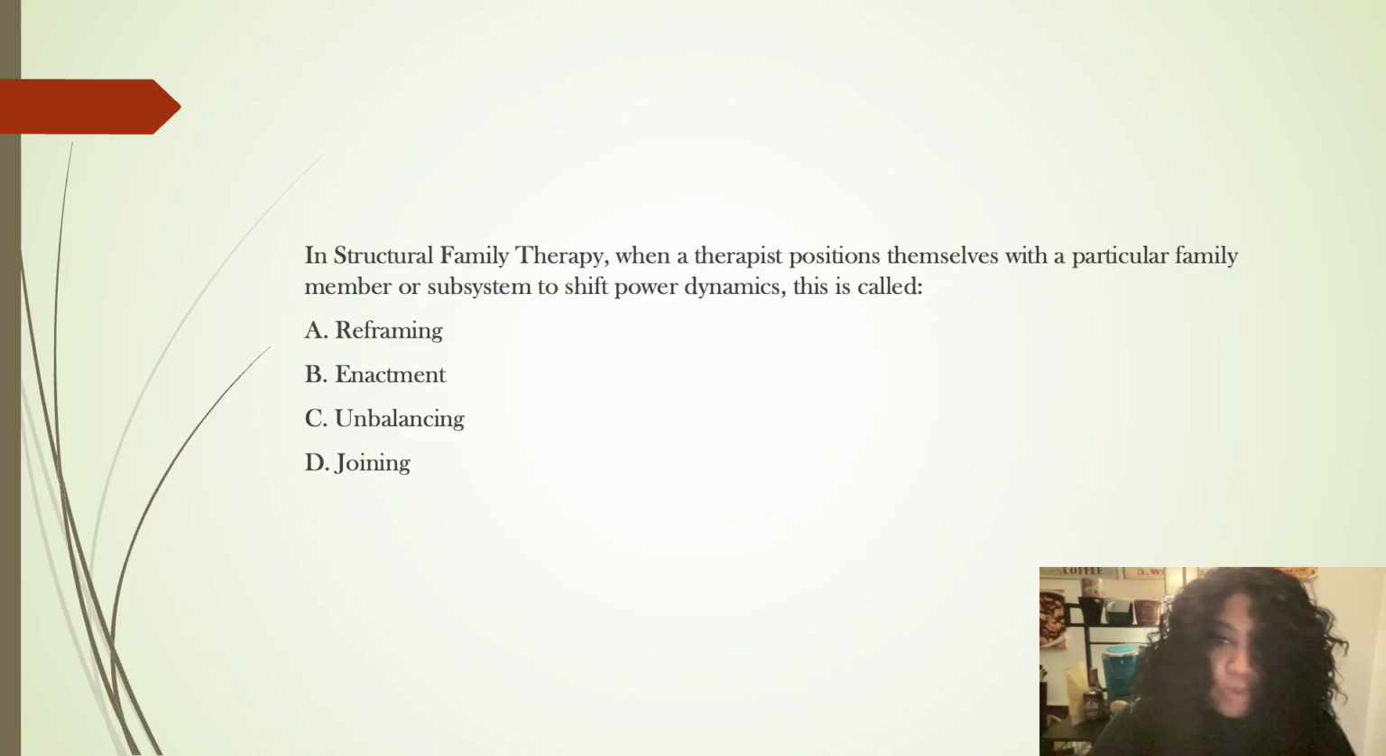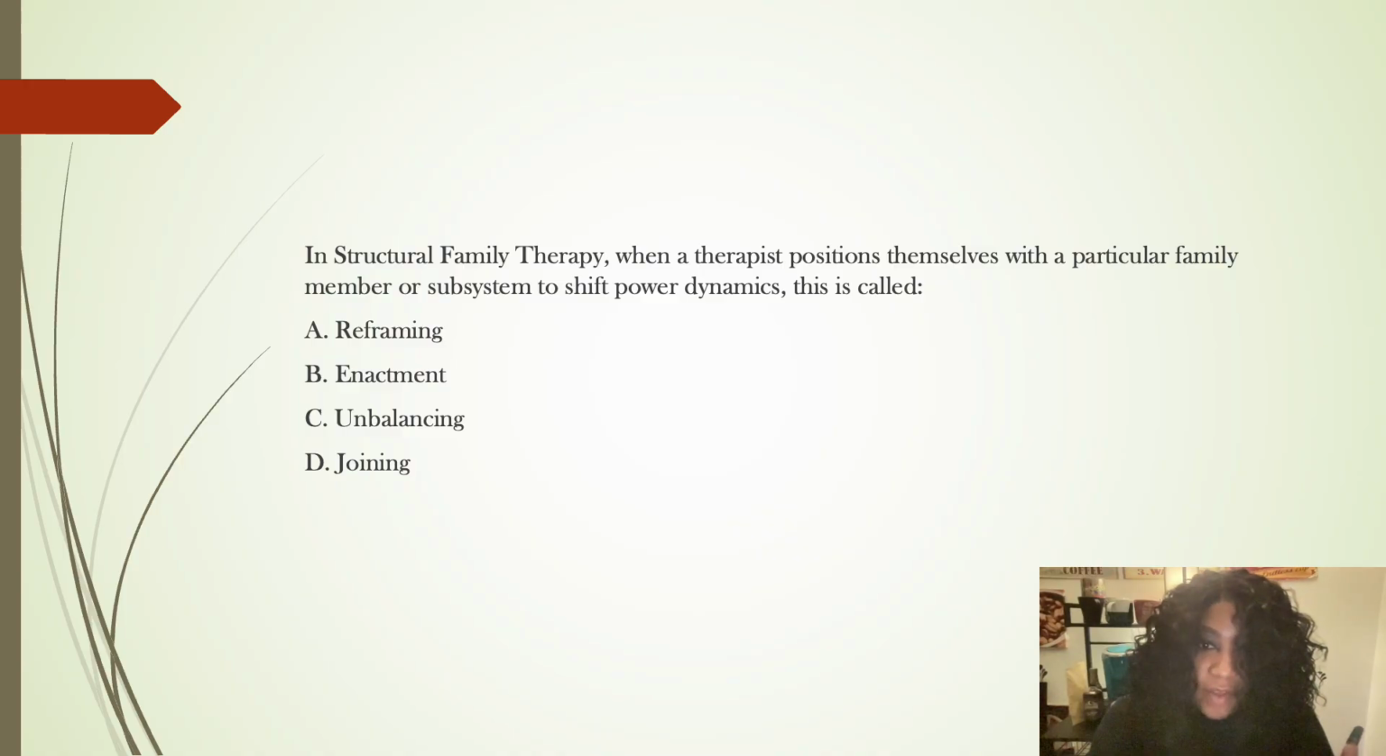We know an enactment is role playing. You had a fight last night. Okay, show me how you fought last night. I want to know what y'all said to each other. I want to know how you all talk to each other. We know it's not that. And you know joining is doing what? Building rapport with the family, being accepted by the family by doing whatever it is the family is doing in order for them to have trust with you. So we know that this answer is unbalancing. Unbalancing is about a shift in the power dynamics within the family. If it's unbalanced, unbalancing is going to balance it.